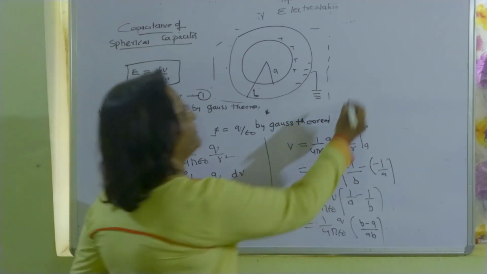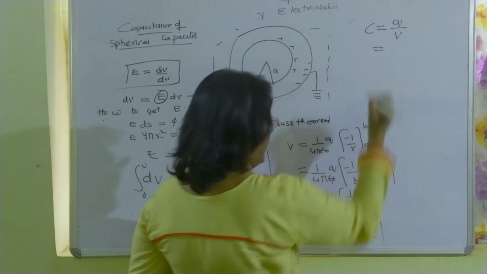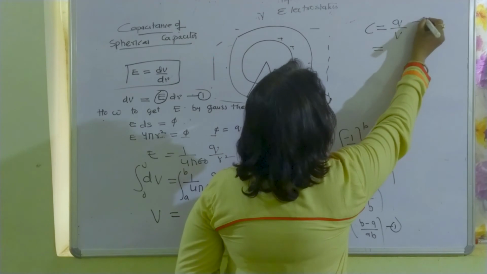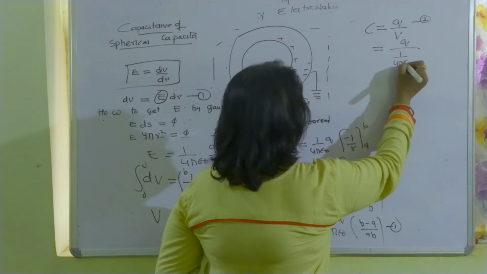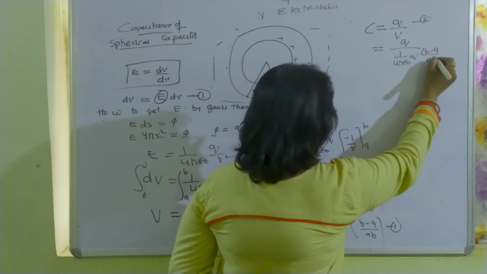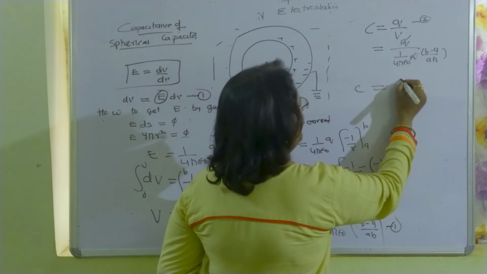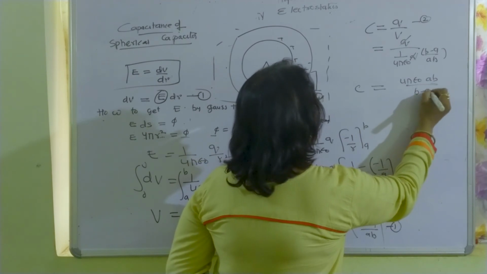Now we have to find out the capacitance. So capacitance as per formula, it will be Q upon V. Substituting the value from the equation number 1 to the equation number 2, we will get Q upon 1 upon 4 pi epsilon 0 Q, that is B minus A upon AB. Again Q and Q will be cancelled. It will become 4 pi epsilon 0 AB upon B minus A.